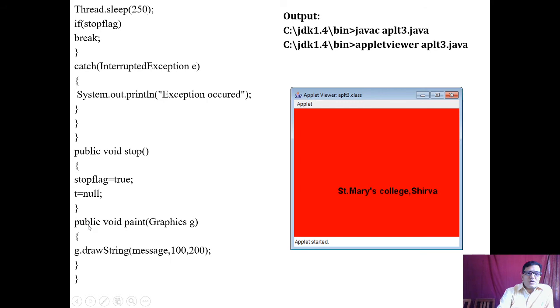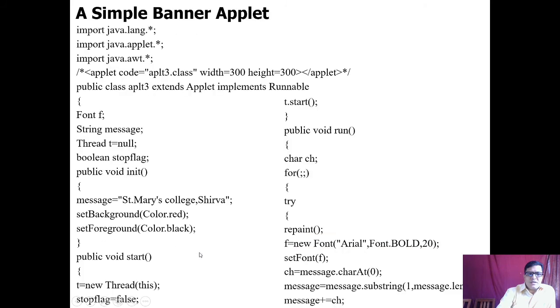Now afterwards you are writing the paint method, public void paint(Graphics g). You are using the graphics object g.drawString(message). So by using this object, you are calling the drawString method. In the drawString method, you are displaying the message. What does the displayed message consist of? St. Mary's College Shirva. Afterwards, it once again starts with S T. Likewise it will scroll, at the x and y coordinates 100, 200. Okay, so that is the usage of your update method.